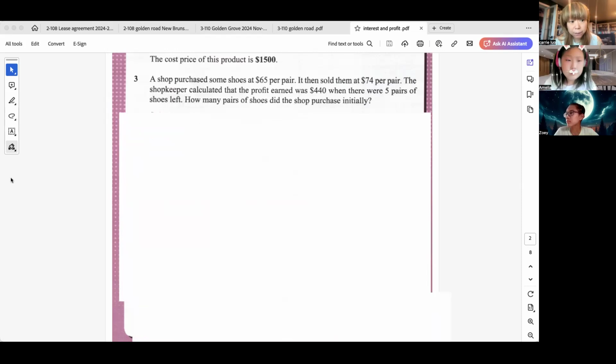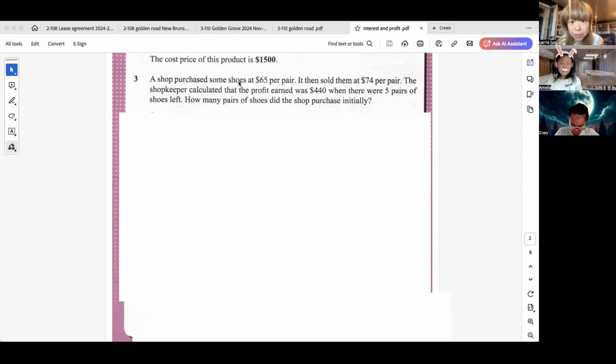A shop purchased some shoes at $65 per pair. It then sold them at $74 per pair. The shopkeeper calculated that the profit earned was $440 when there were 5 pairs of shoes left. How many pairs of shoes did the shop purchase initially? Okay, so let's take a look at this one.